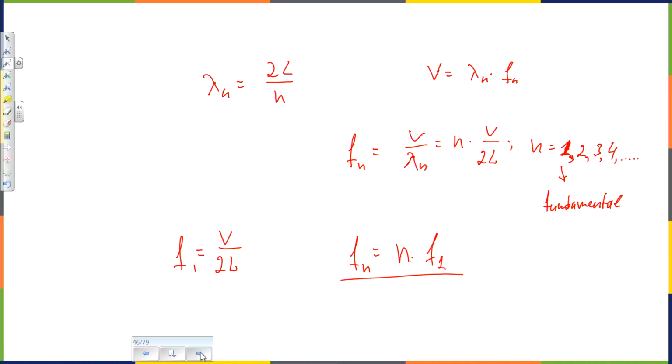Now, I'm going to jump ahead and I'm going to tell you a secret. If we have a string with both ends fixed, so clamped, that's a clamp, that's not a propeller. You tied it. So if you have a string with both ends fixed, you can use exactly the same set of equations. There is no difference at all.